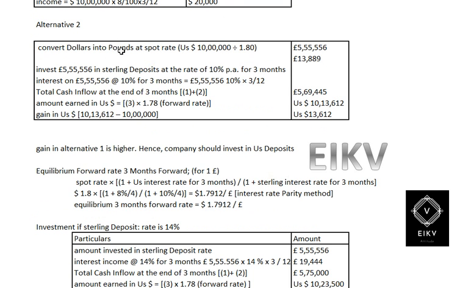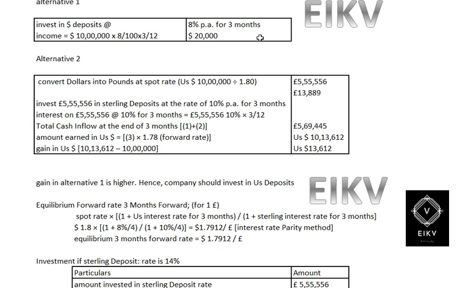And the second alternative is when it is converted into pounds and deposited at the interest rate of pound, and we'll see how much amount it will be. So convert dollars into pounds at the spot rate. The spot rate would be 1 million divided by 1.8, which gives you 5,55,555, and then invest such amount at the sterling deposit rate, which is 10%. When we deposit 5,55,556 at 10%, it will give you a total amount of 5,69,445.